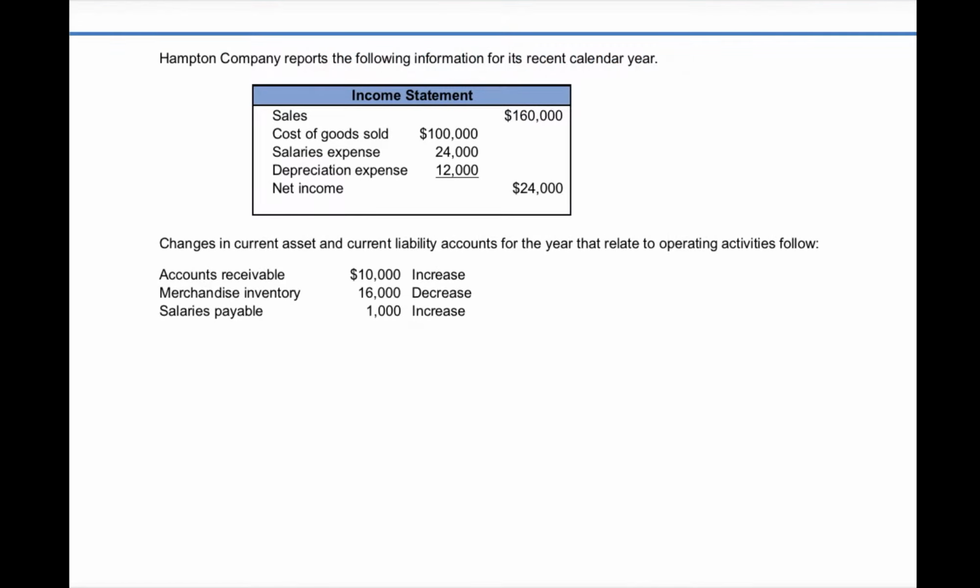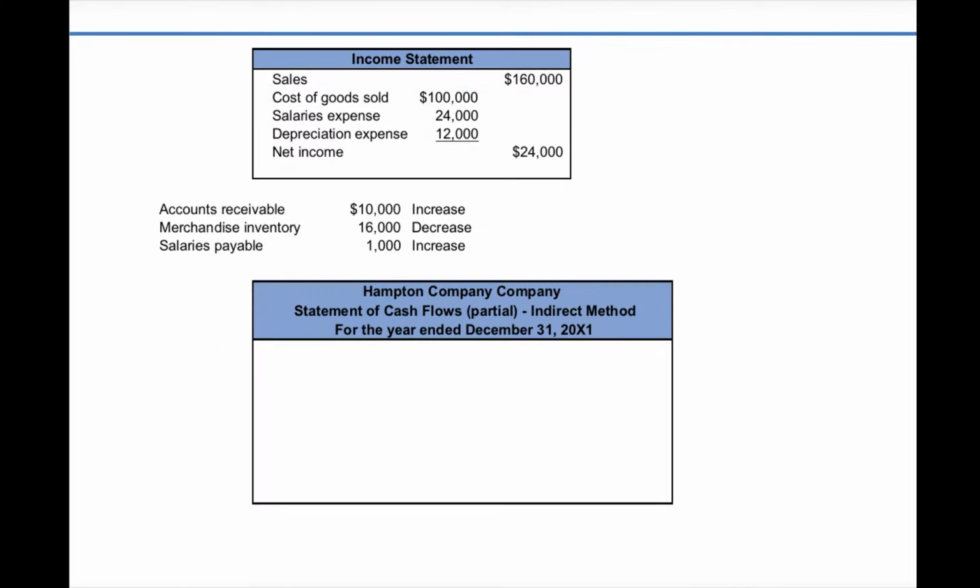Examples here. 16.2 from page 700. Hampton Company reports the following information for its recent calendar year: sales, cost of goods sold, salaries, depreciation expense, net income. Changes in current asset and current liability accounts for the year that relate to operating activities are listed as well. Prepare the operating activities section of the statement of cash flows using the indirect method.